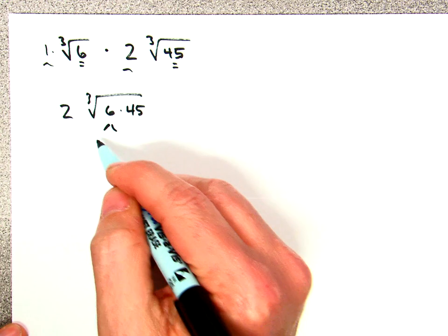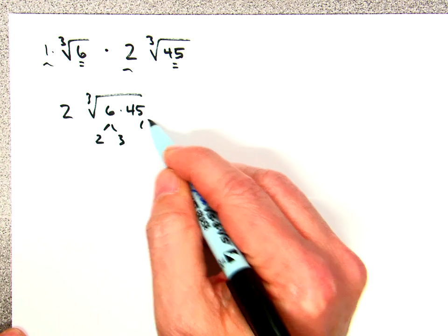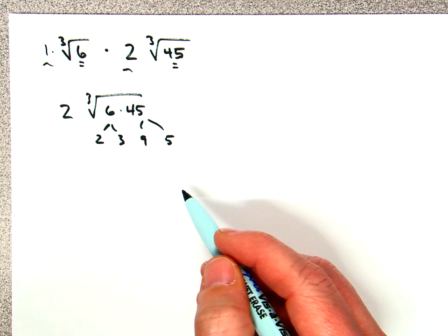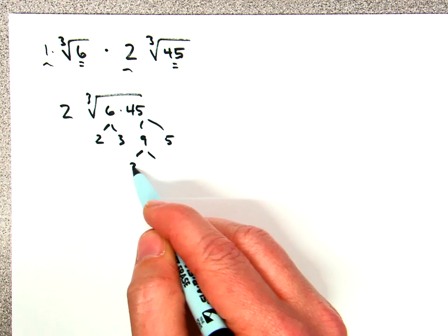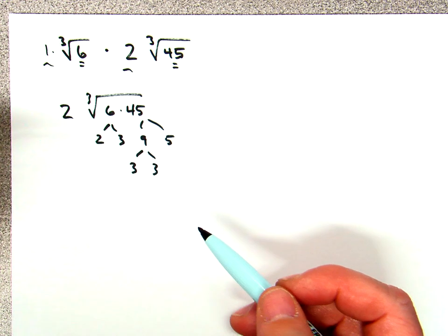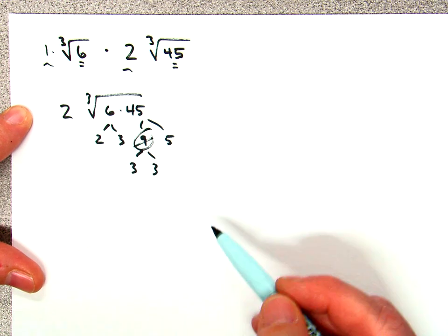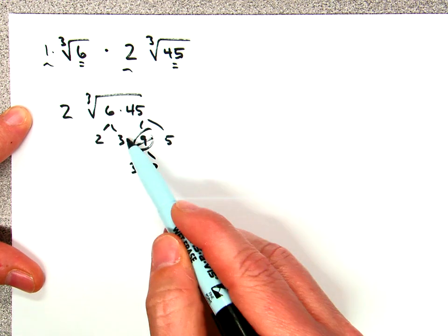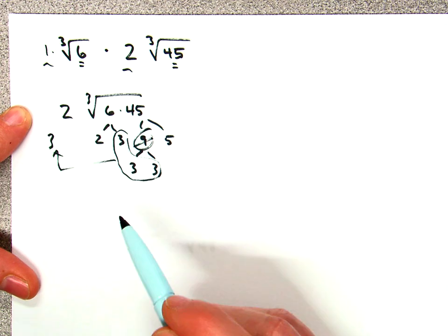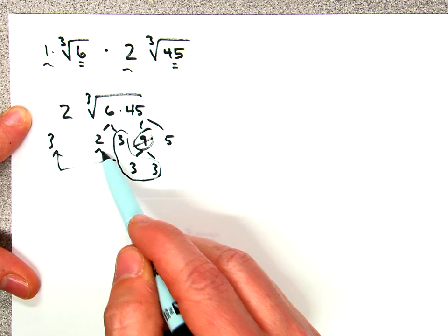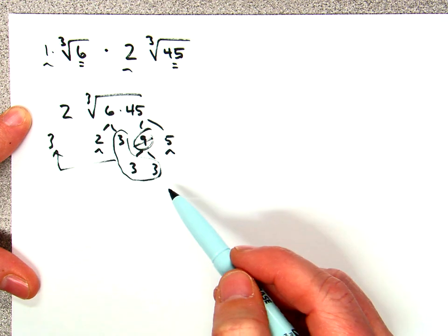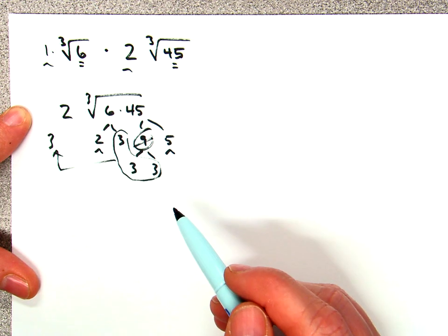So we know that 6 is 2 times 3. We know that 45 is what? I'll say 9 times 5. 9 breaks down into 3 times 3. Since the index is 3, we need 3 of the same number. Remember, we don't care about the 9. The 9 broke down, right? So we got 3 3s. So we can pull a 3 out, can't we? And then we got 1 2 and 1 5. So no triplets of these. So these guys are going to stay underneath.